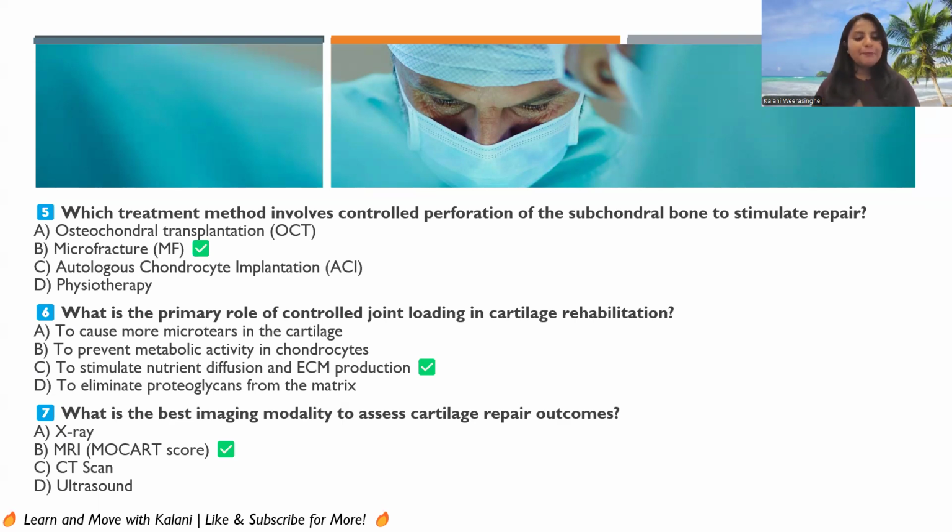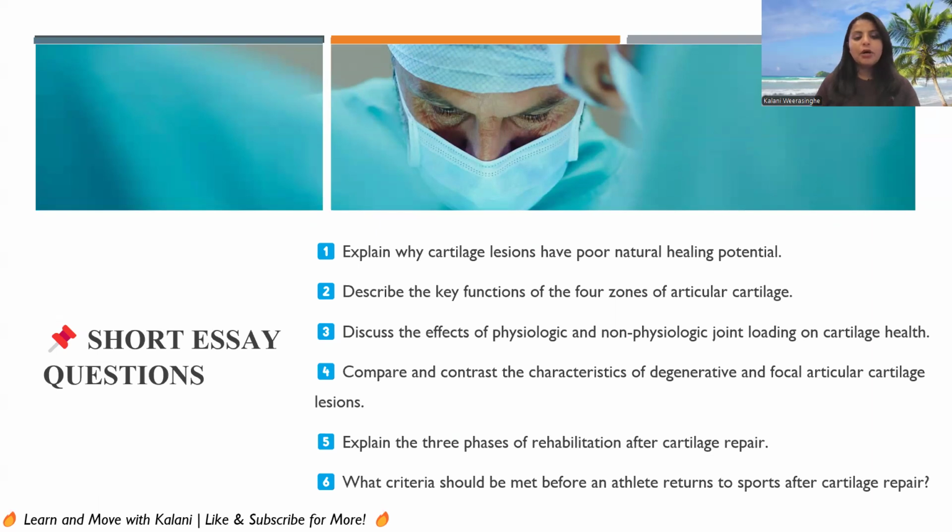Finally, what's the best imaging modality to assess cartilage repair outcomes? It is the MOCART score that we derive from MRI imaging. As usual, I have put some SEQ questions also, and I have put the answers in my description box for your reference.